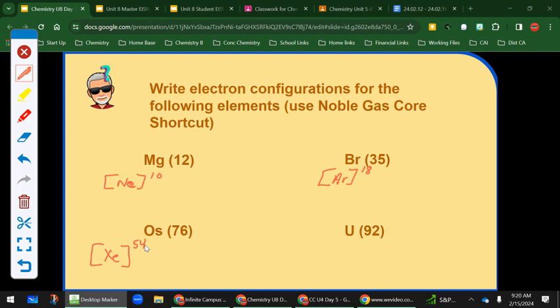Which is 6D1 as you get past it. Okay, so we're looking for S, so 76. You will never use this. We have to go through the noble gas core unless you want to write it all out.